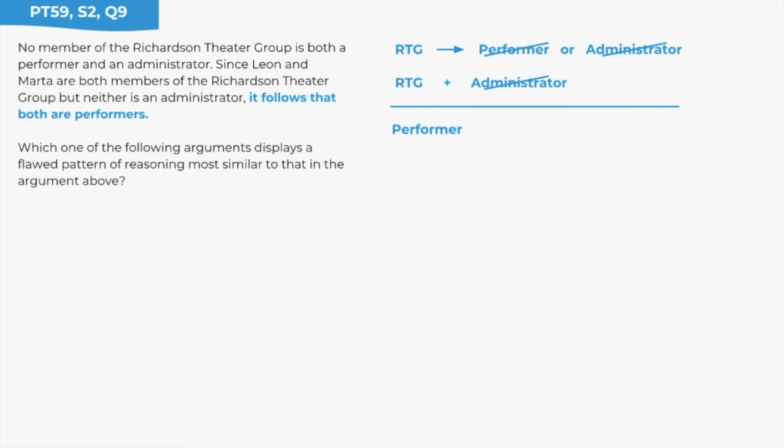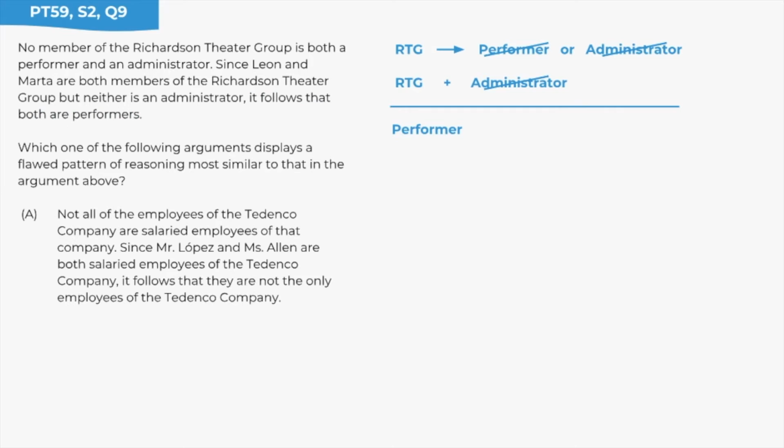So we can try to parallel that logical structure in the answer choices to see if we can find one that looks like it's going to parallel the reasoning. Now let's look at answer choice A. It says that not all of the employees at the Terenko company are salaried employees of the company. So some of the employees are simply not salaried. Not all of them are salaried. It means that some of them are not salaried.